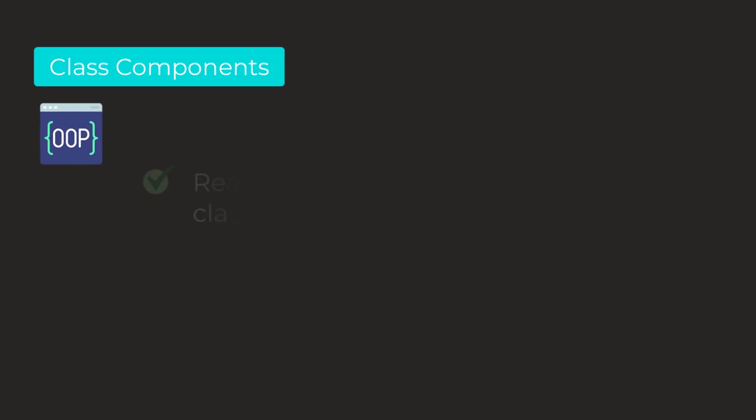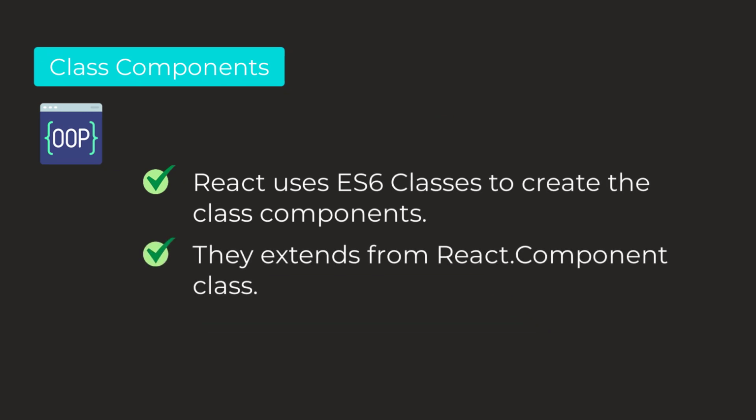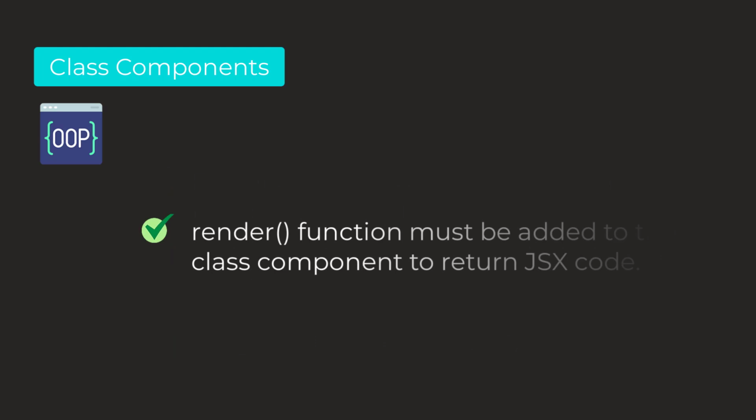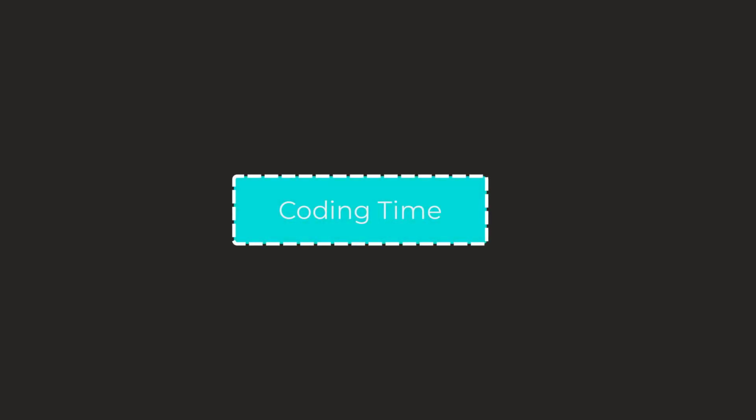React uses ES6 classes to create class components. They extend from a React.Component class. And they are made up of different functions to add the functionality to the application. They also have access to the lifecycle methods like componentWillMount, componentDidMount, etc. And there is a function called render that must be added inside the class to render the JSX or HTML code to your application. I'll jump to the code editor and create a class component there.